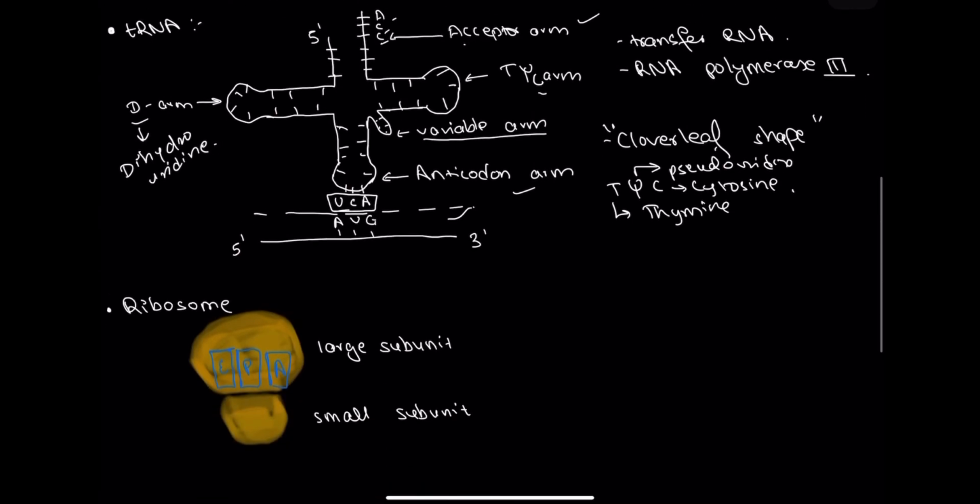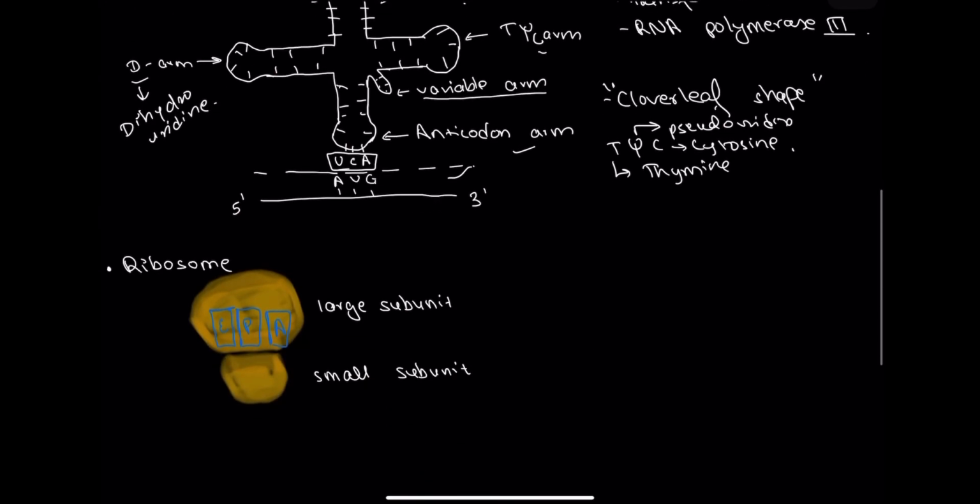Now let's talk about ribosomes. Ribosomes are found free in the cytoplasm, but some ribosomes are bound to the endoplasmic reticulum and form the rough endoplasmic reticulum. This contains rRNA and proteins. And these ribosomes are always arranged as a large subunit and a small subunit, and they are different in prokaryotic and eukaryotic cells.